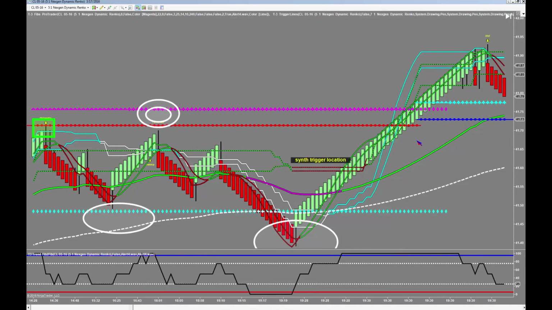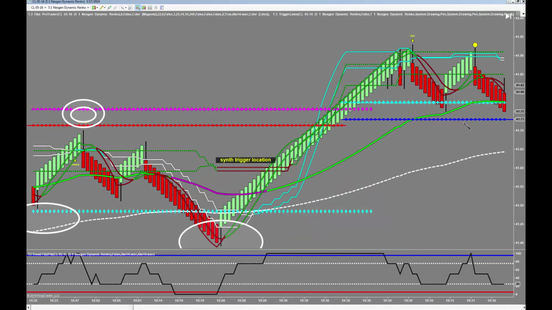All right, so we've got support. Everybody agree? Synthetic triggers are above. So the stop out is going to come from 73, give or take.